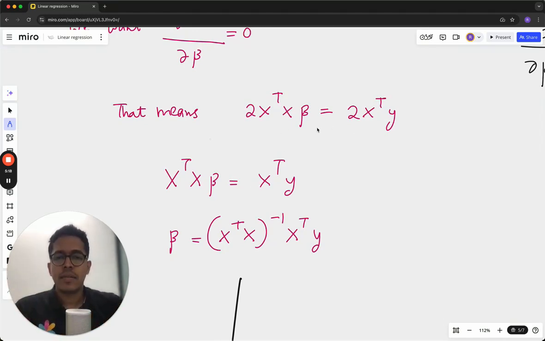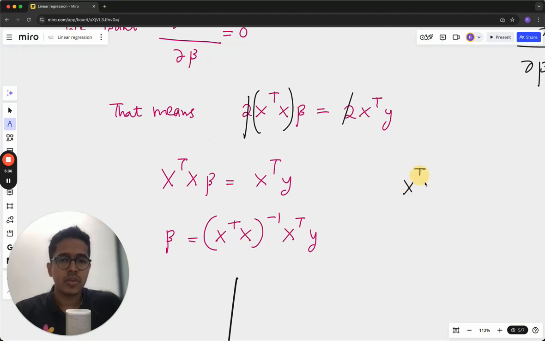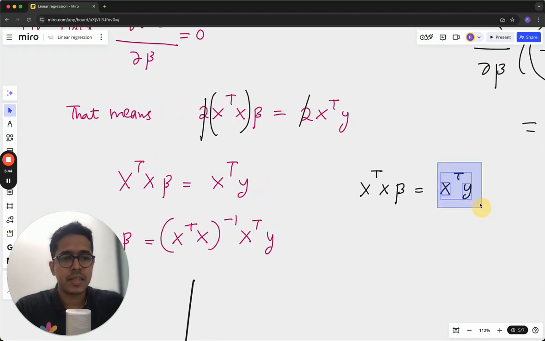So how do we do that? We simply multiply both sides of the equation. First of all, delete 2 and 2, and then multiply both sides of the equation by the inverse of this term. Because if the inverse of this is here, then both of them will cancel to become the identity matrix, right? So we have x transpose x beta equal to x transpose y. Now we multiply both sides. Let me make some space here.